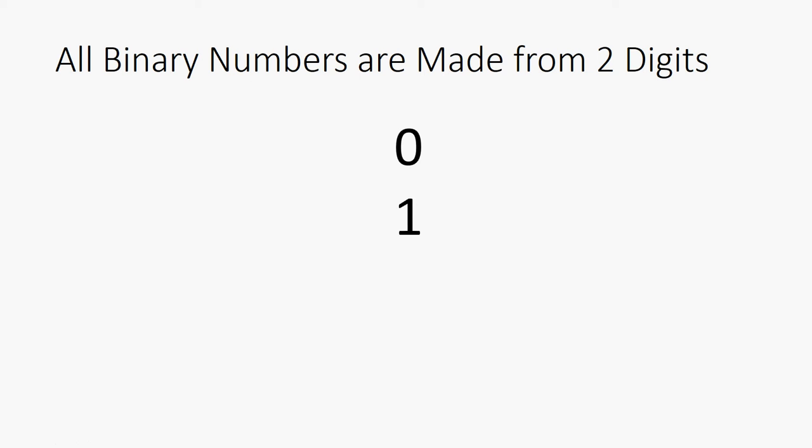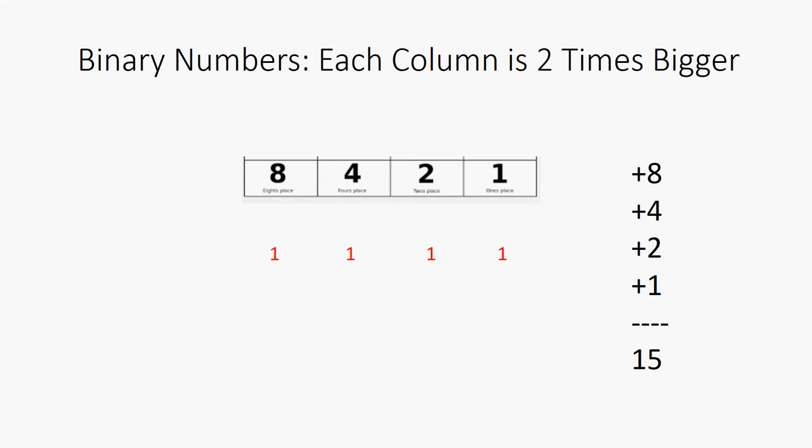Okay, so the binary number system is very similar. Binary means 2, and all binary numbers are made up from 2 digits, a 0 and a 1. That's all they have. They don't have 10 digits. Any number that you make up is going to be a combination of zeros and ones. And like the decimal system, the binary system has its numbers in columns, and those columns are worth more as you go to the left.